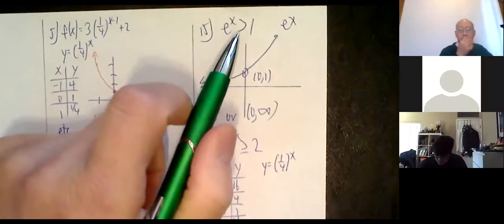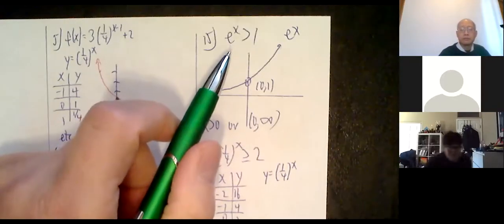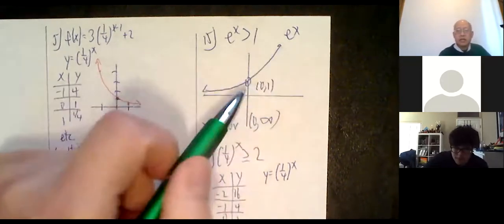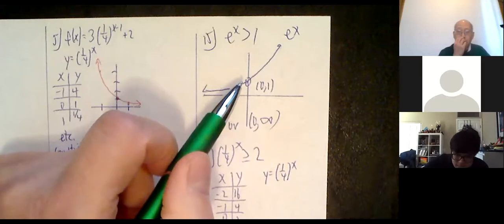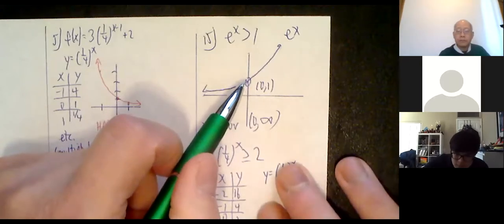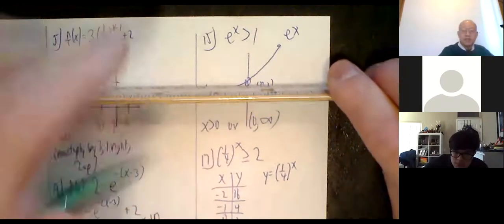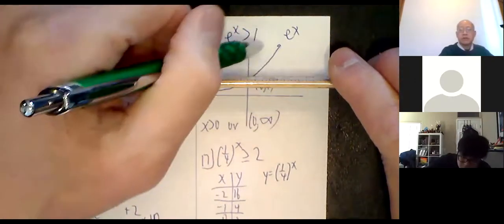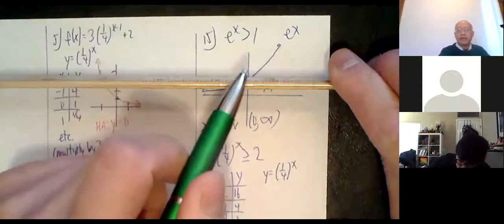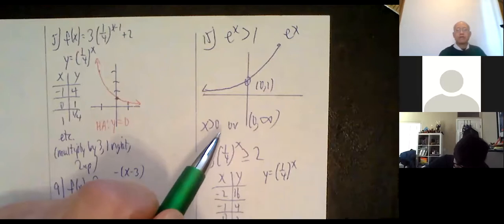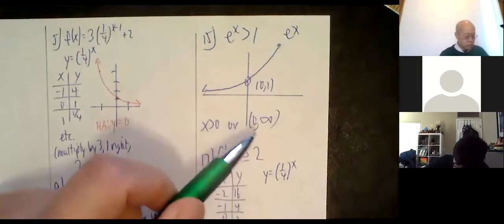E to the x is greater than 1. Just look at the graph. Here's e to the x. Here's the point (0, 1). So when is e to the x greater than 1? Well, that's everything above here. So what x values would make that work? X is greater than 0. Or in interval notation, from 0 to infinity.